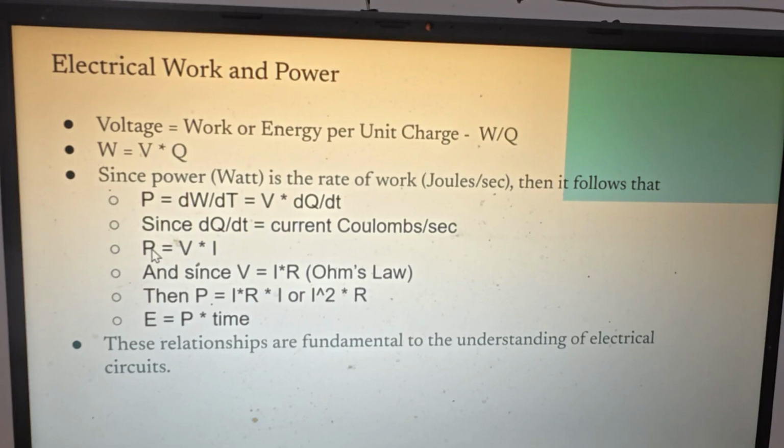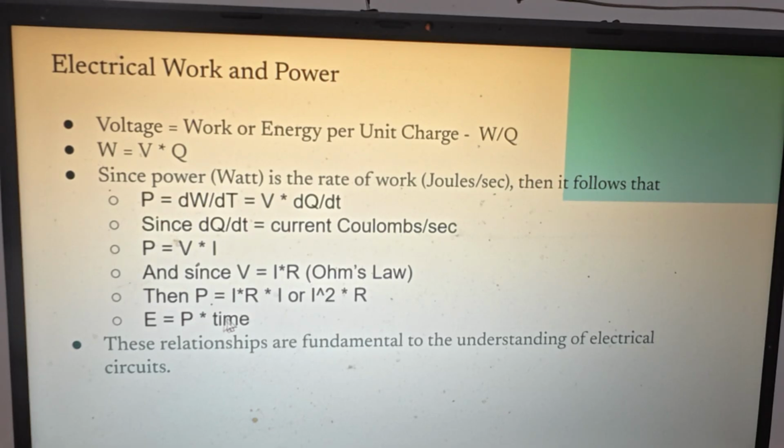So power means voltage times current, and since voltage is equal to current times resistance, which is Ohm's law, then power is equal to the voltage multiplied by current, and since you have two current terms here, which becomes a squared term, it's going to be current squared times the resistance. So this is called the I squared R power dissipation law.